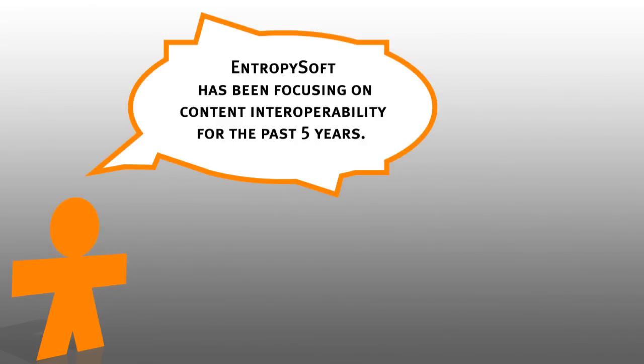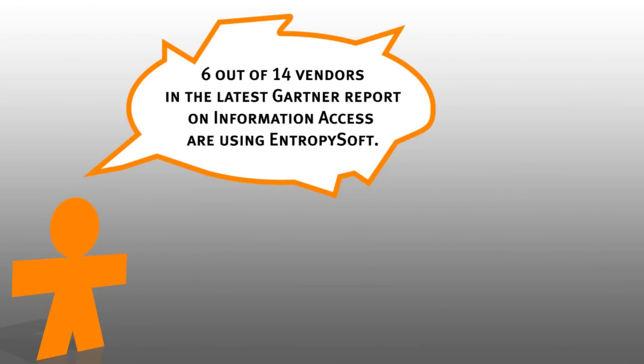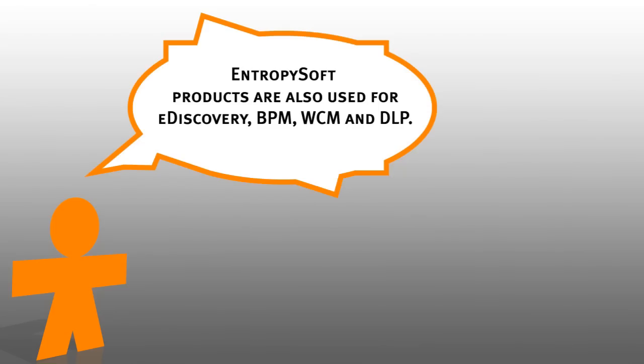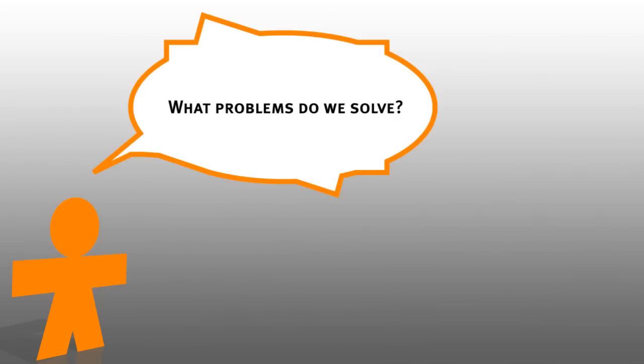EntropySoft has been focusing on content interoperability for 5 years. Today, 6 out of the 14 players present in the latest Gartner report on information access use EntropySoft. EntropySoft is very strong in the search market, but EntropySoft is also present in the e-discovery, PPM, WCM, DLP and MFP markets. So, what problems do we solve?